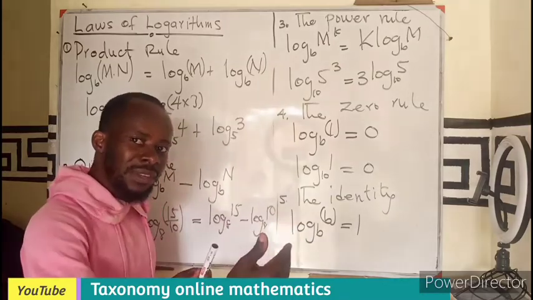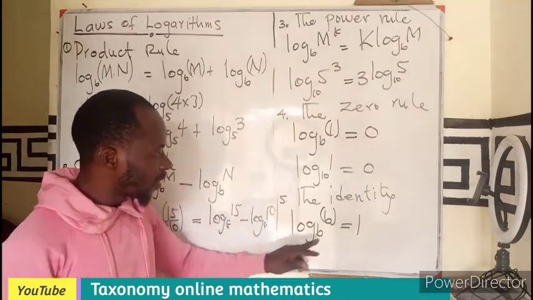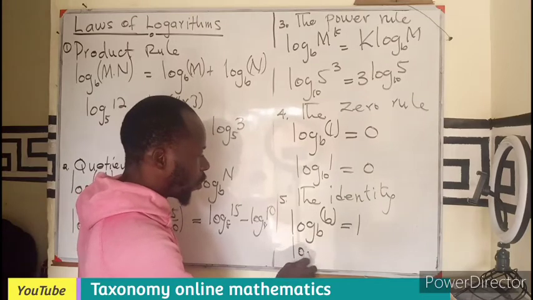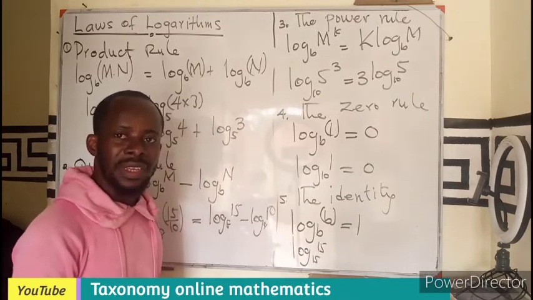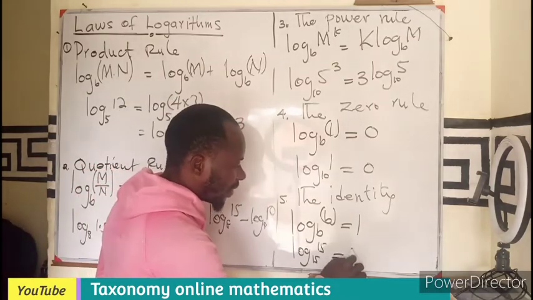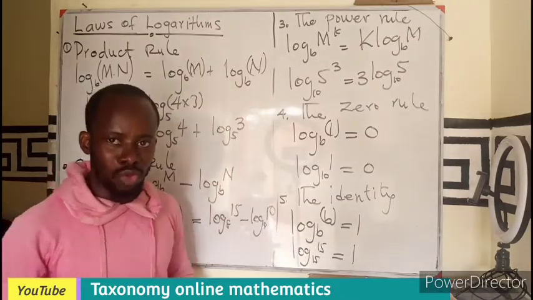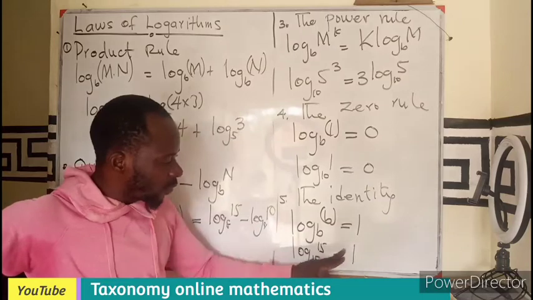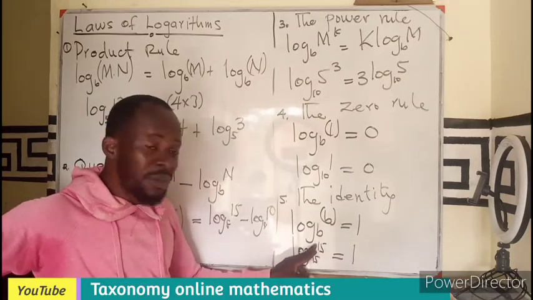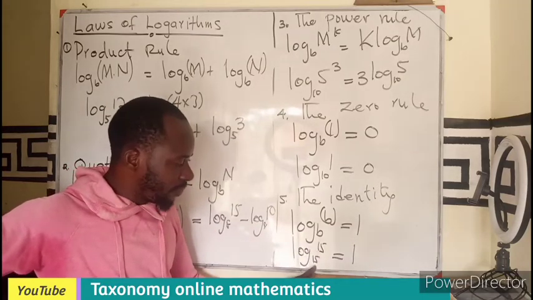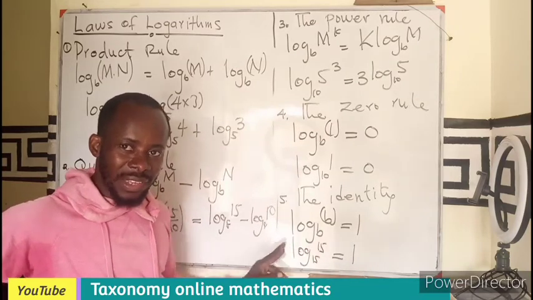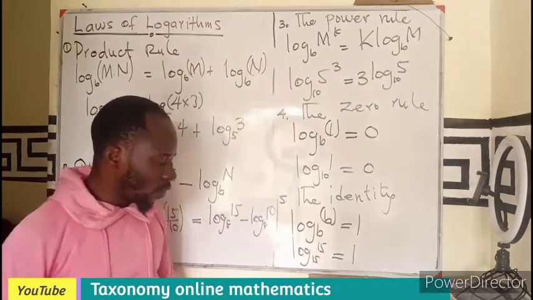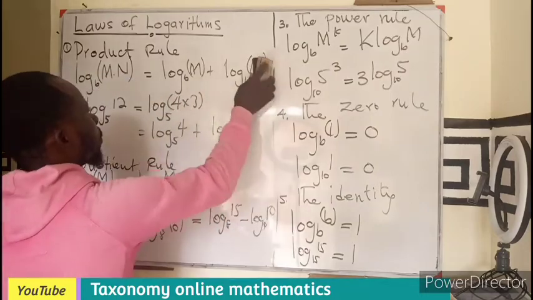We can still use the conversion from indices to log. If I write this as log 15 base 15 equals 1, can it be true that 15 exponent 1 will give me 15? Yes. 15 raised to the power 1 is the same as 15. So that is basically what that law is saying.